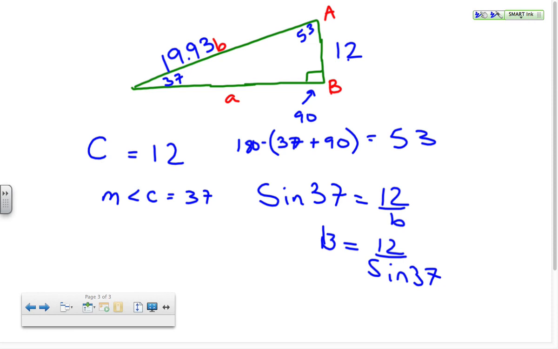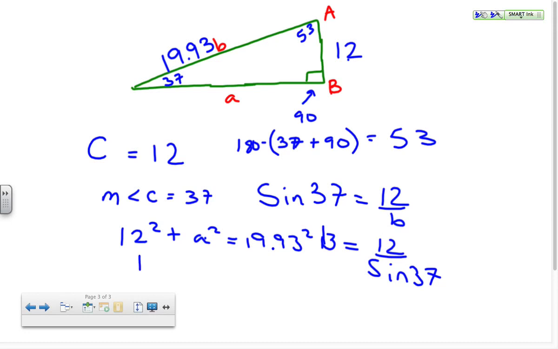Now I can do this in a number of different ways to find the last side, A. I have all my angles. I could also use A squared plus B squared equals C squared. That might actually be the easiest thing. If I have 12 squared plus A squared, that's what's missing, equals 19.93 squared, I can do that. I could also use sine, cosine. I could use the sine of 53. I could use the tangent. I can use a number of different things, but we're going to use this way.